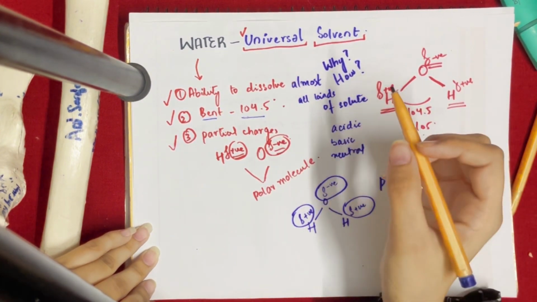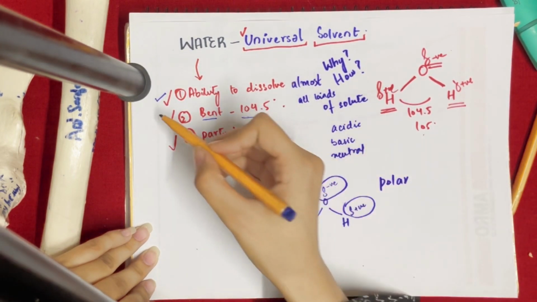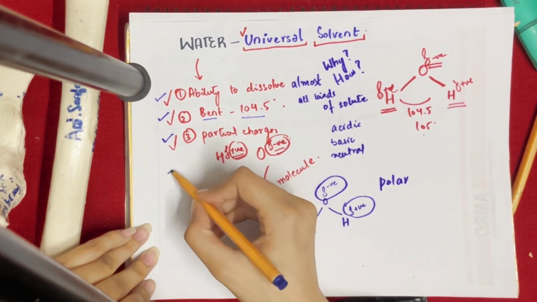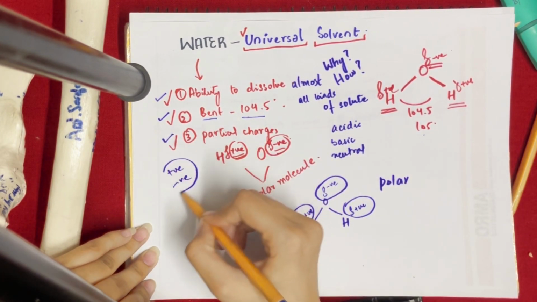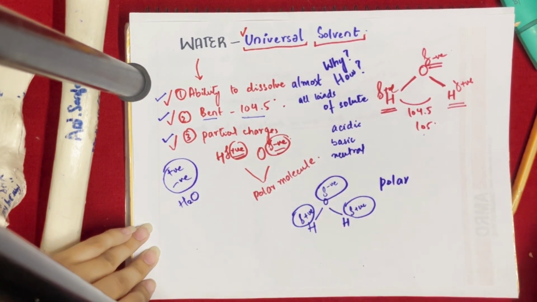So these are the three major pointers that show its ability to dissolve most of its solutes. It has a bent structure of the angle 104.5 and its partial charges, that is the positive and the negative charges that exist in the water molecule, that make it a universal solvent.